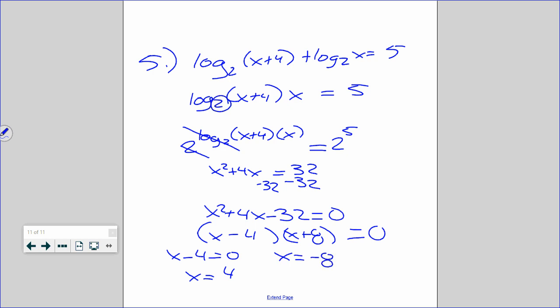When do I have to watch out for negatives? If it's an even, is it a no solution? No, because there's another answer, so it's just x equals 4.